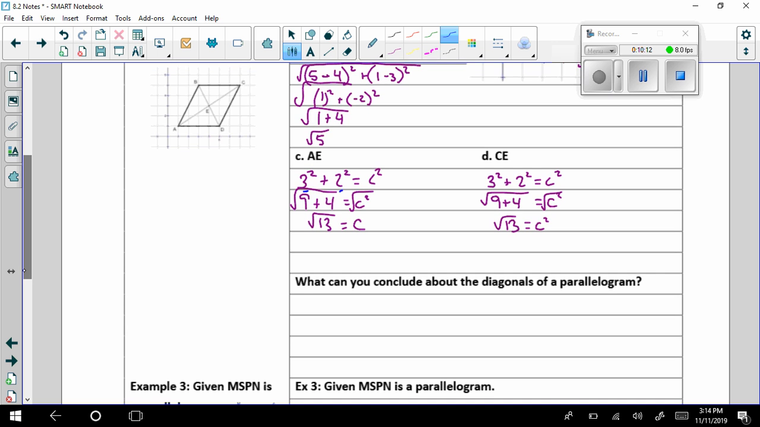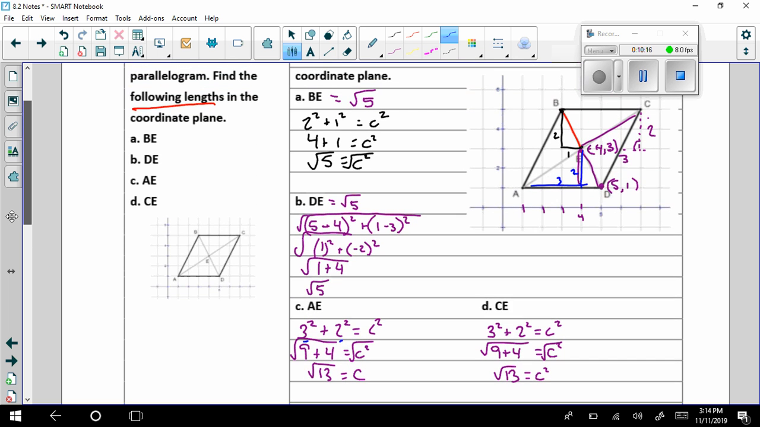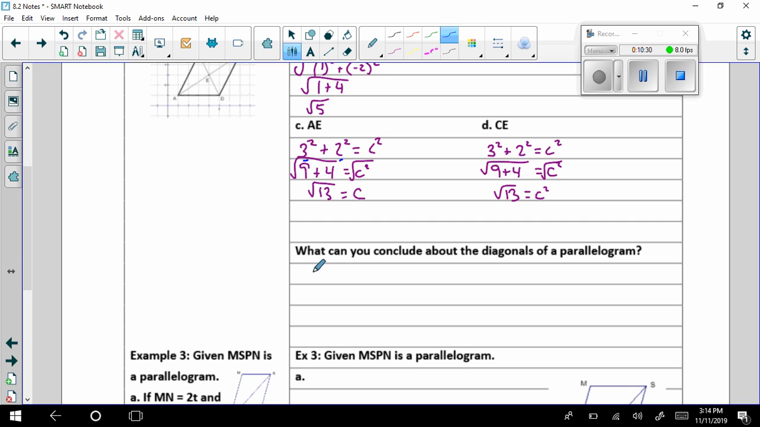So what we conclude about the diagonals, this is square root of 5. This is square root of 5. This was square root of 13. This is square root of 13. So hopefully what you can see from this is that the diagonals bisect each other, or they cut each other in half.